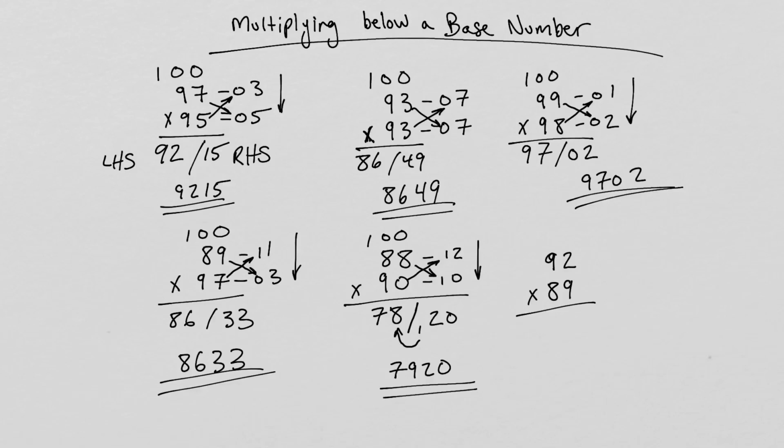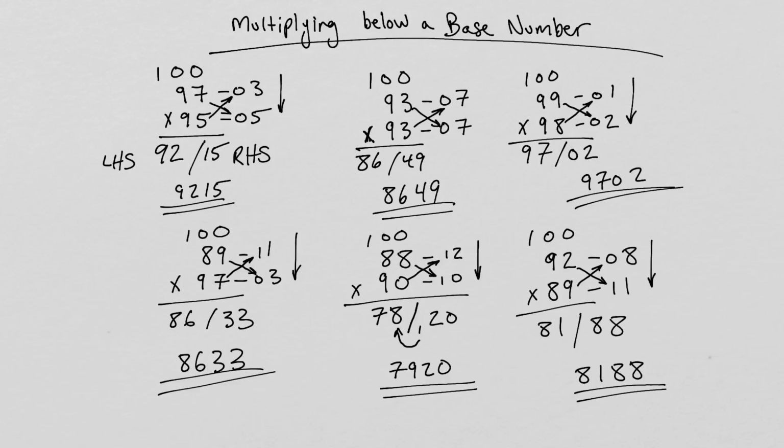Okay, 92 times 98 from base number 100. Okay, 89 minus 8 is the same as 92 minus 11. So 89 minus 8, that gives us 81. Negative 8 times negative 11 gives us a positive 88, for our answer.